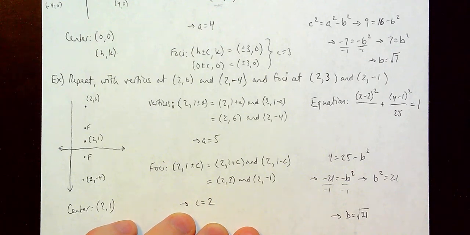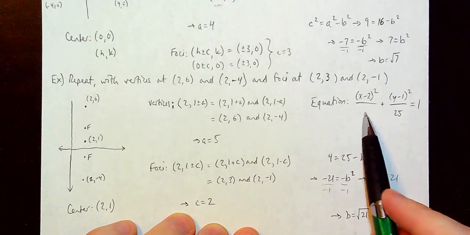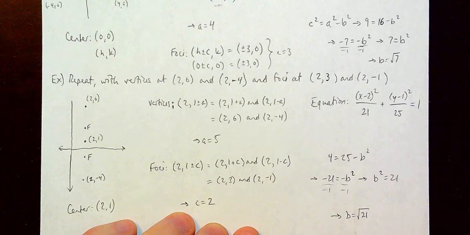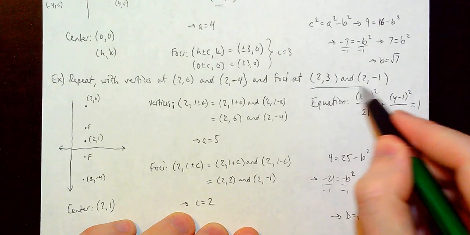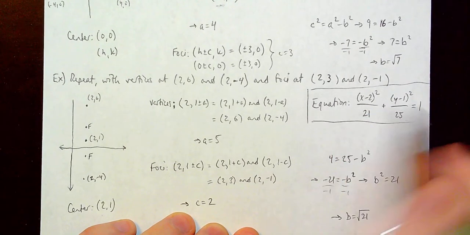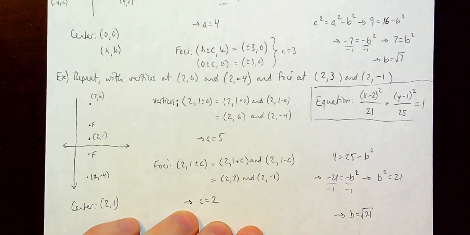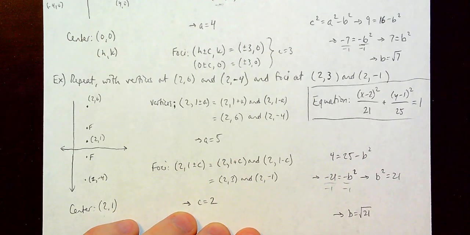Now, once again, I didn't even have to come up with the actual value of B. I could have just stopped at B squared, because B squared is what's actually getting plugged into our equation. But it doesn't hurt to find the B value, just so you know for your own sake. And there we go, guys. That is the equation for this particular ellipse: (x minus 2) squared over 21 plus (y minus 1) squared over 25 is equal to 1.